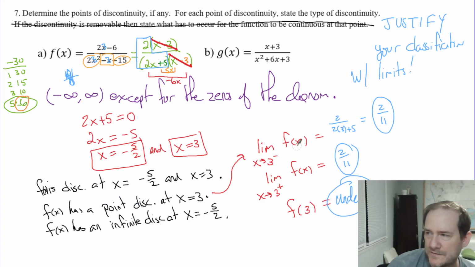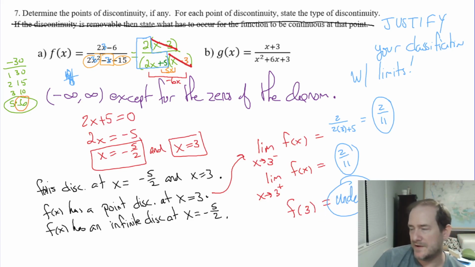You'll tell me that the limit from the left is 2 elevenths, the limit from the right is 2 elevenths. Now because those limits are equal, that means we're getting a point discontinuity, but only if the function is something other than 2 elevenths, and you've shown that too. You've shown that it's undefined.